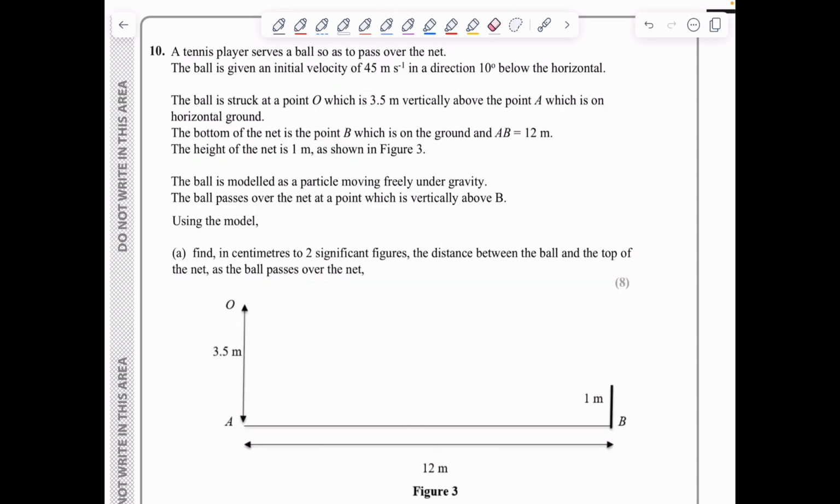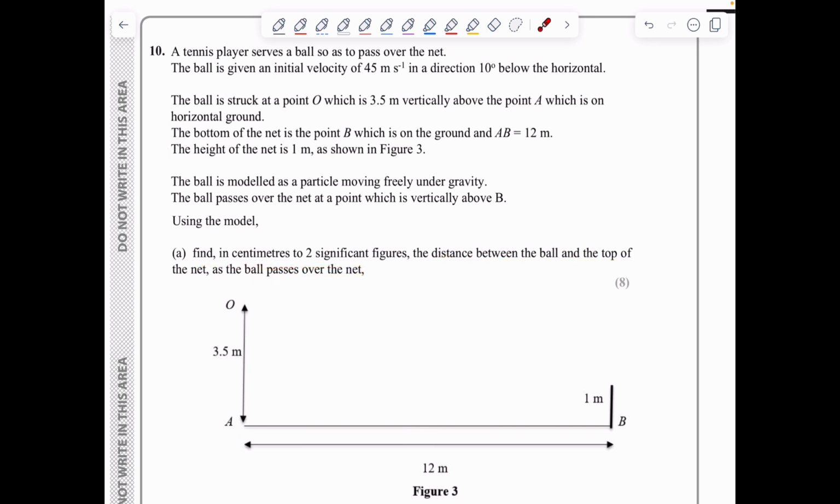Question 10 is on projectiles. We've got a tennis player serving a ball to pass over the net. The ball is given an initial velocity of 45 meters per second in a direction of 10 degrees below the horizontal, and the ball is struck at point O, 3.5 meters vertically above point A, as shown here. The bottom of the net is at point B, 12 meters from A, and the height of the net is 1 meter. Everything is shown on the diagram here. We need to use this model to find in centimeters to 2SF the distance between the ball and the top of the net as the ball passes over the net.